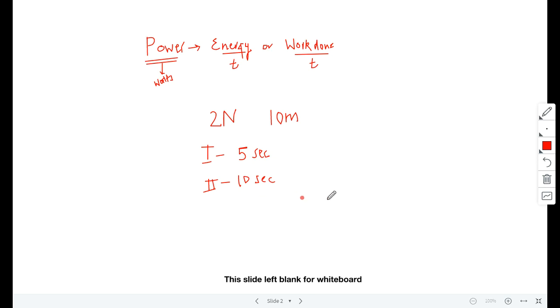So that means motor 1 is double the power of motor 2. Yes.